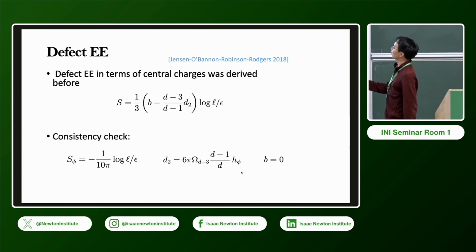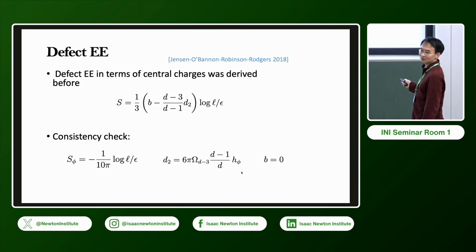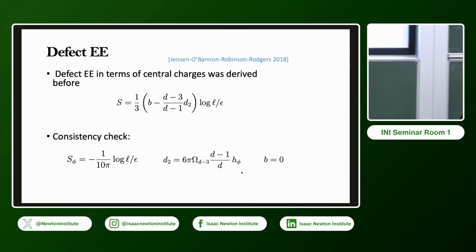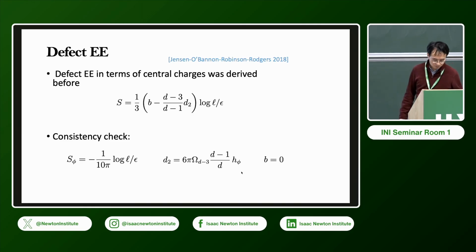If you plug in the data, you find that this is the S contribution we computed for free fields, and the sample is the defect, the D2, and in this case the central charge B is 0. Then you plug in, and you find that indeed it passes this test. Because you introduce a defect, on this theory the defect entropy should be larger than 0. In this case, it's a surface, it's also a line.